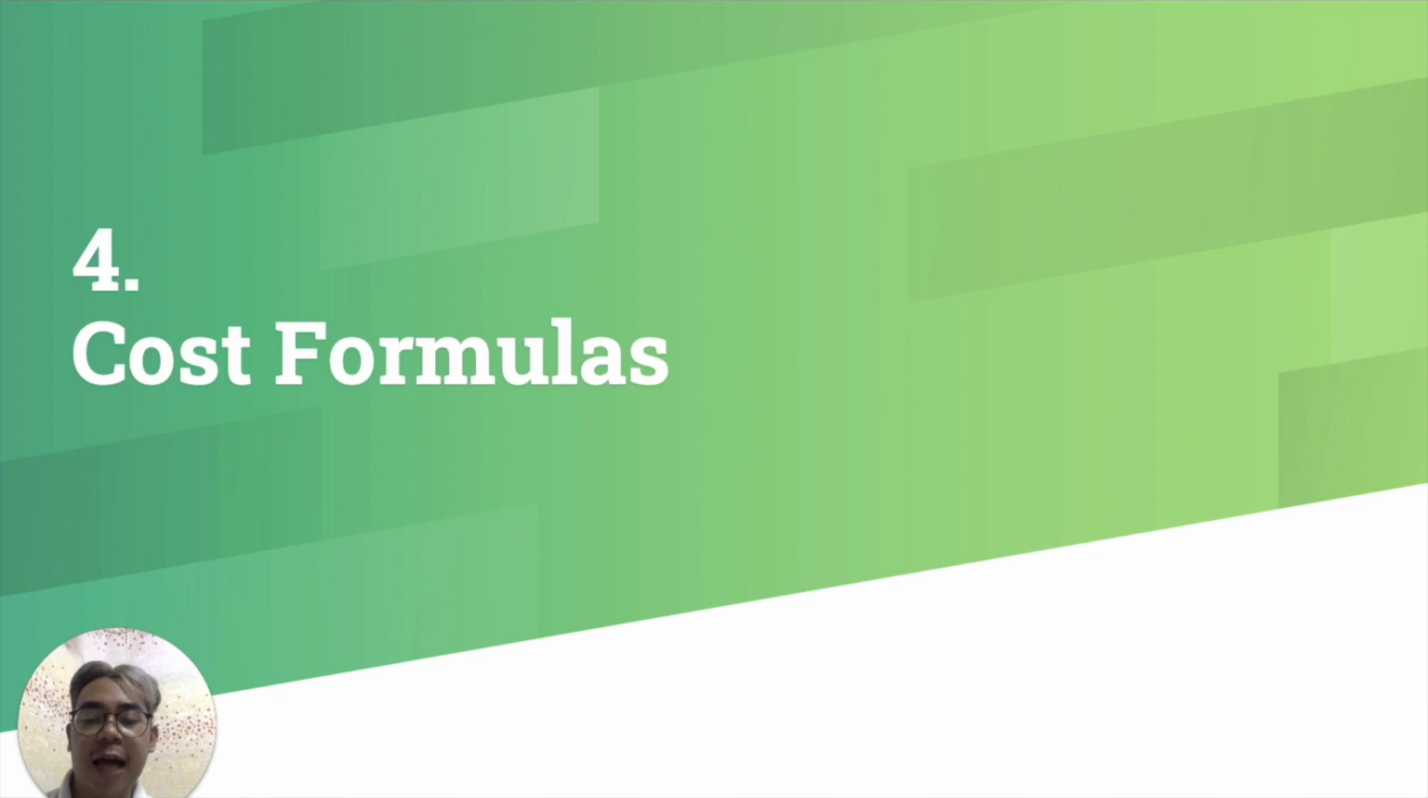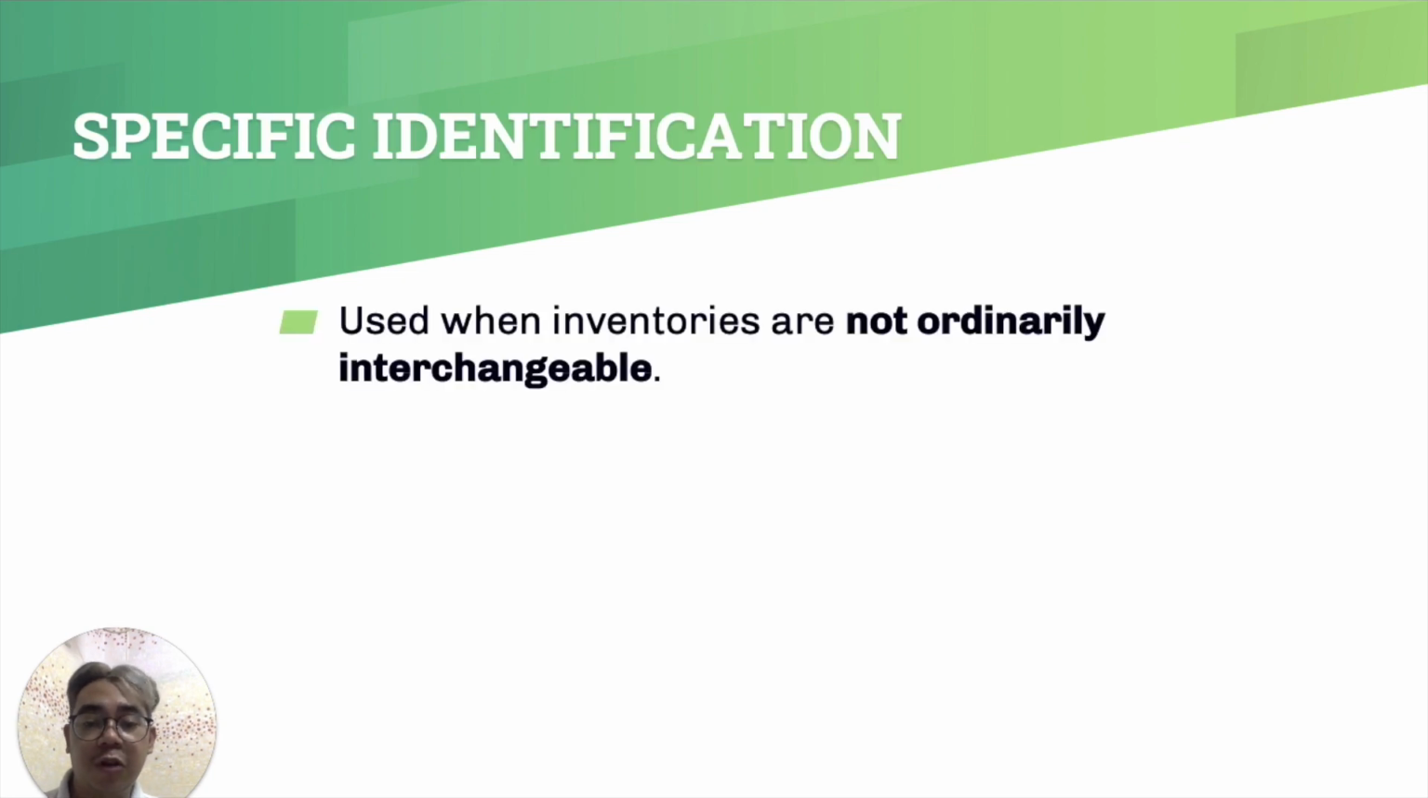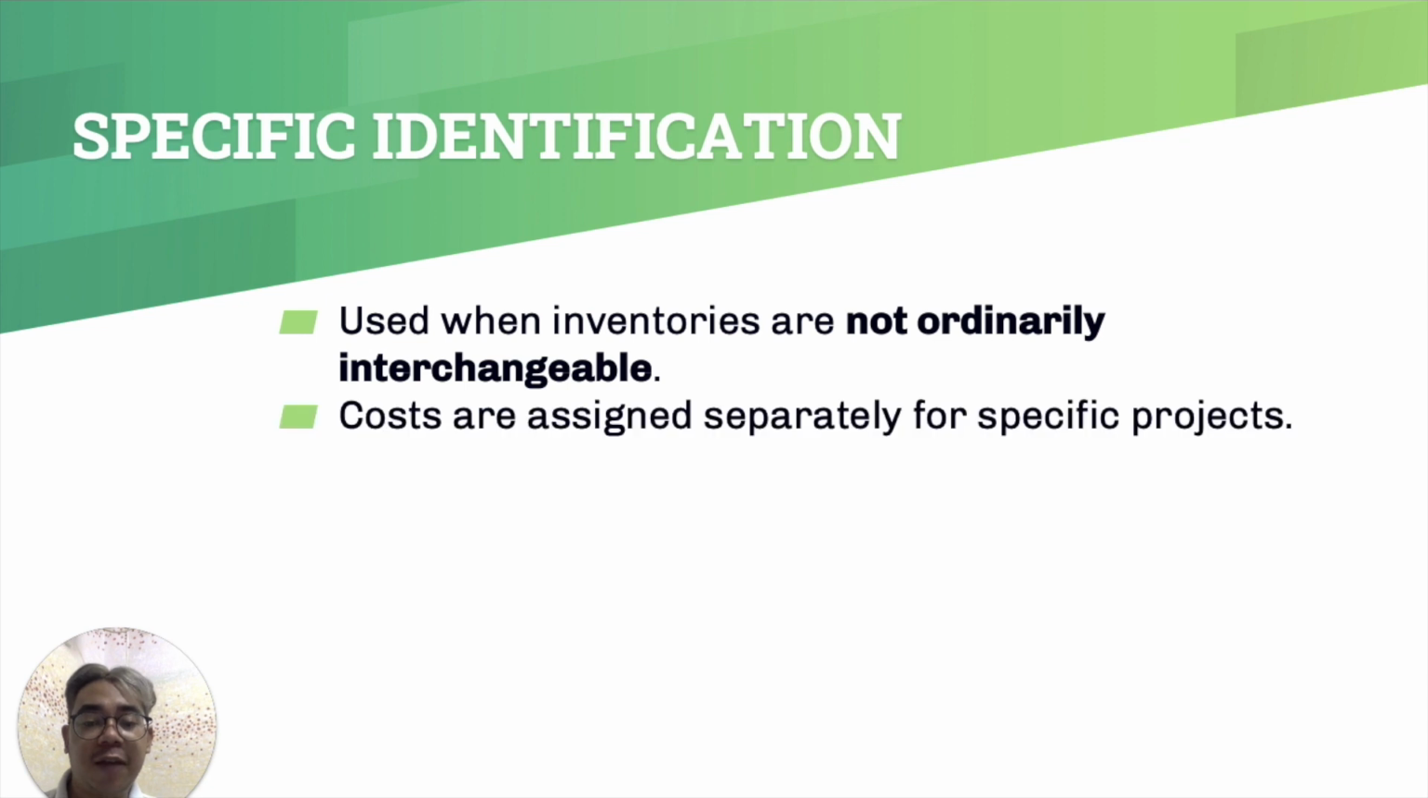So ang ating last topic for this video tutorial is yung about sa mga cost formulas. So there are 3 cost formulas that we can use. First is specific identification. Kailan natin gagamitin to? It is used when inventories are not ordinarily interchangeable. So kapag yung inventory mo ay unique sa bawat isa, then you can use specific identification. For this cost formula, costs are assigned separately for specific projects.